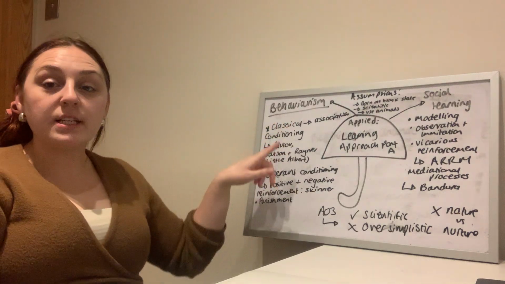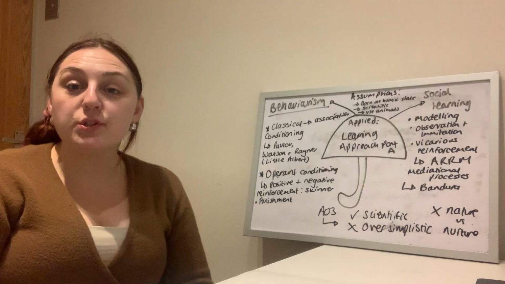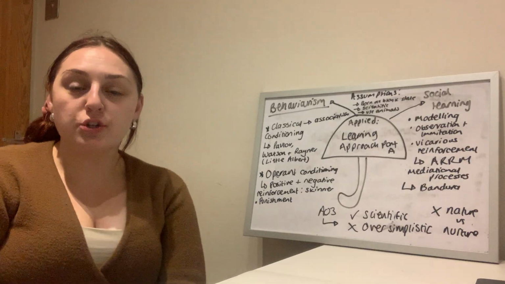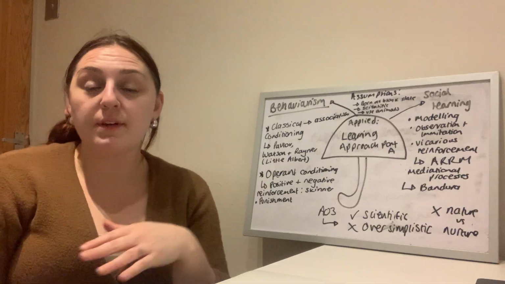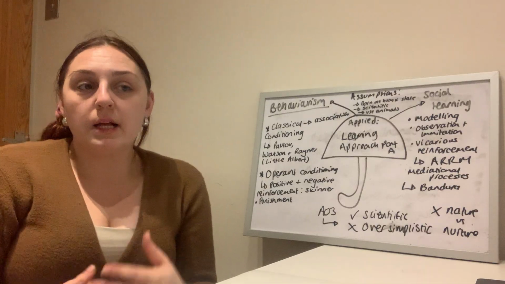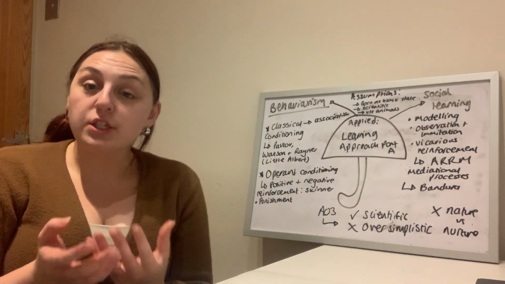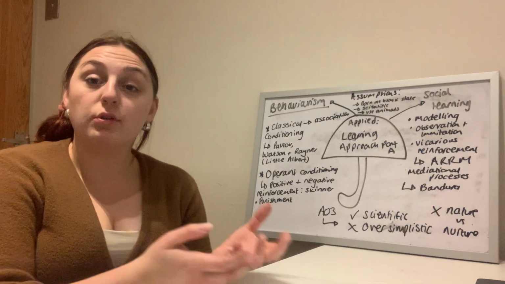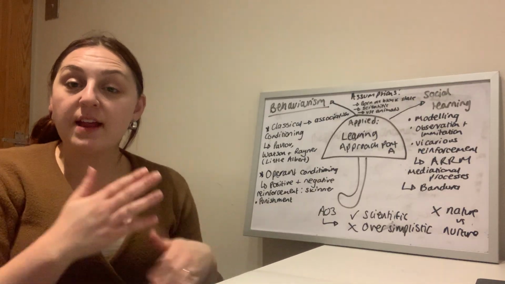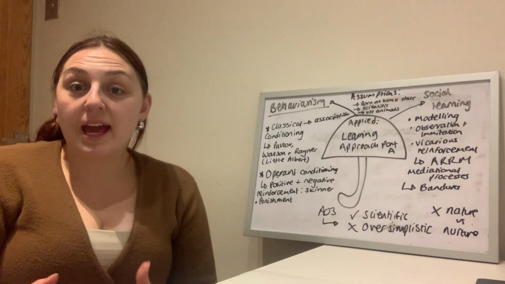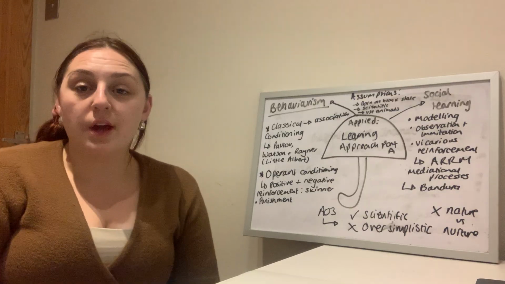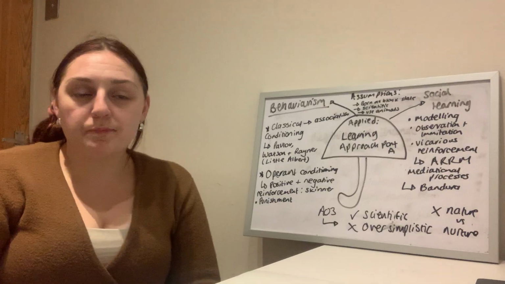So for classical conditioning, this is all about learning through association. So associating a neutral stimulus, so something that to start off with gives no response, pairing that with an unconditioned stimulus, which gives an unconditioned response, and then eventually, after several pairings of these stimuli, it creates a new learned response called the conditioned response.